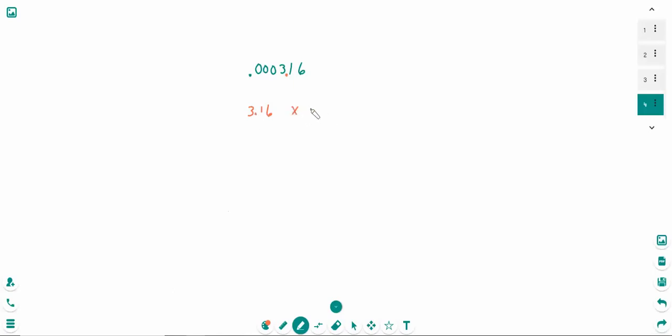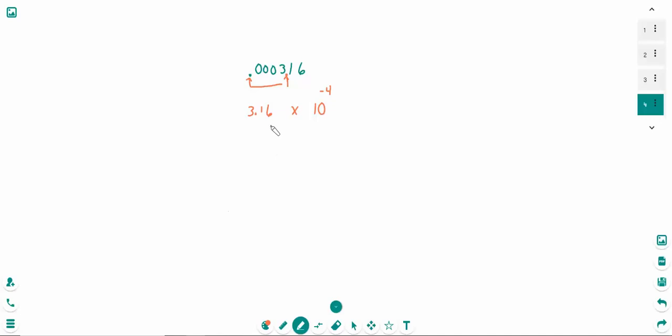Now that's going to have to be multiplied by a 10 to some power. We need to check ourselves: this is where we placed the decimal. Where do we need to go to get it back? We need to move it over to here. So we need to move it once, twice, 3 times, 4 times to the left. And since we would need to move it to the left, we need to use the negative exponent. So it's 4 places to the left, and it's 3.16 times 10 to the negative 4th.